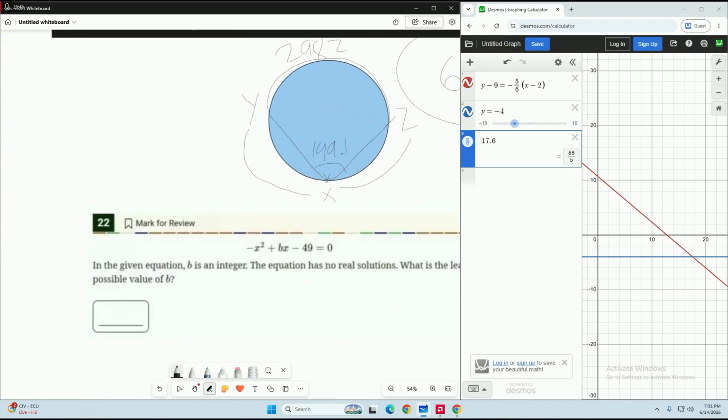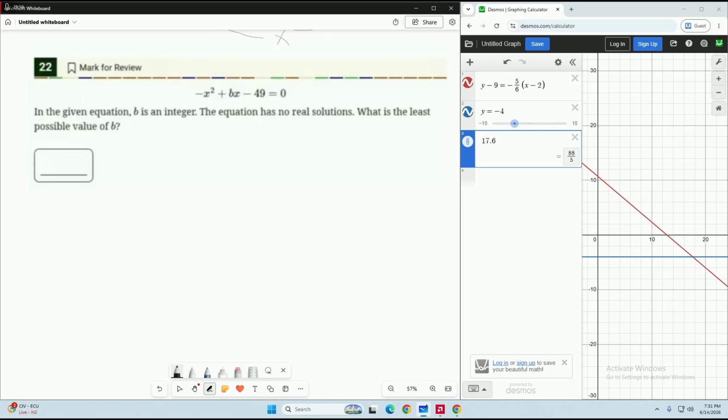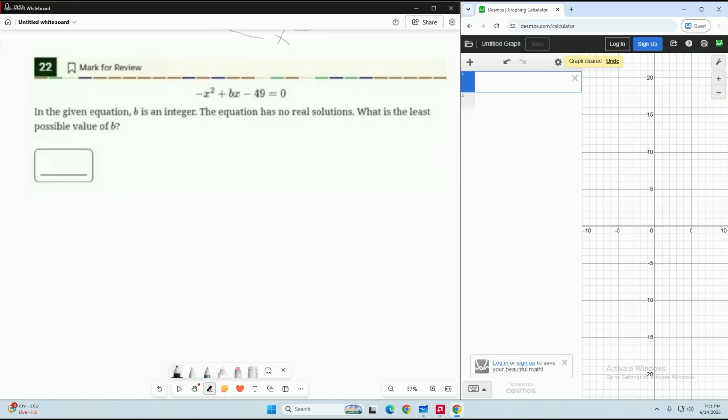Okay, let's take a look at question 10. So question 10 is just a relatively easy slider question. It says, in the given equation, b is an integer. The equation has no real solutions. What is the least possible value of b?